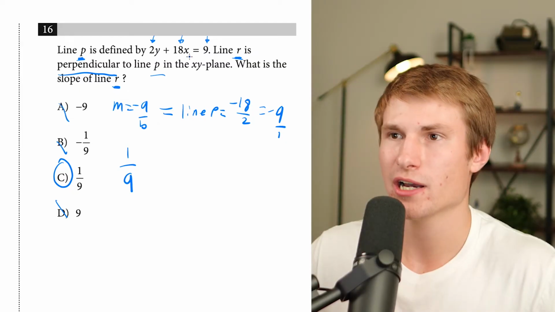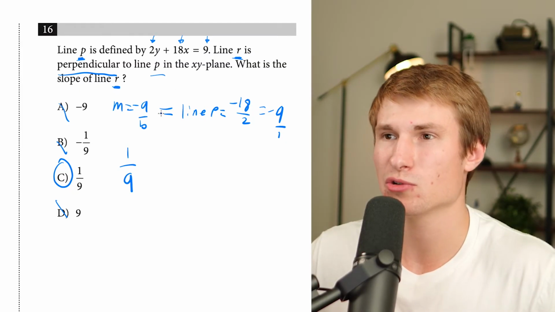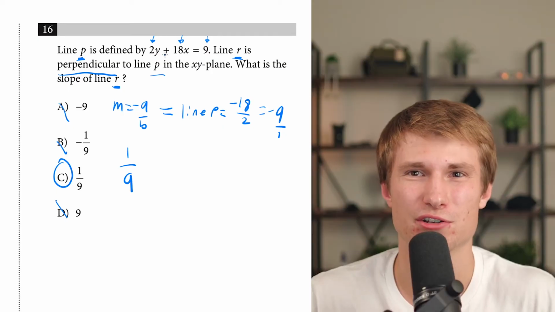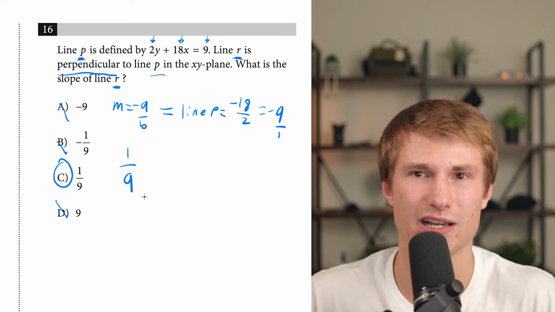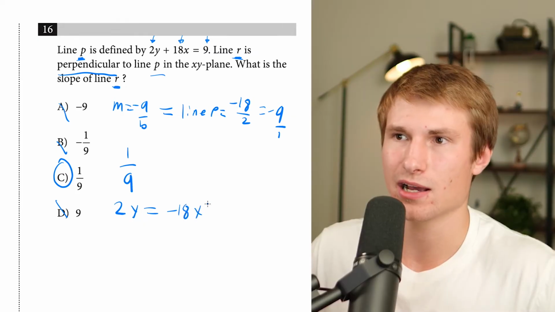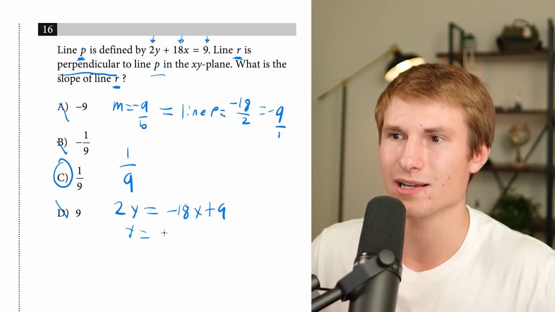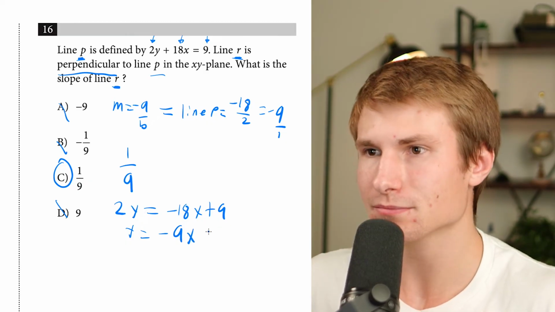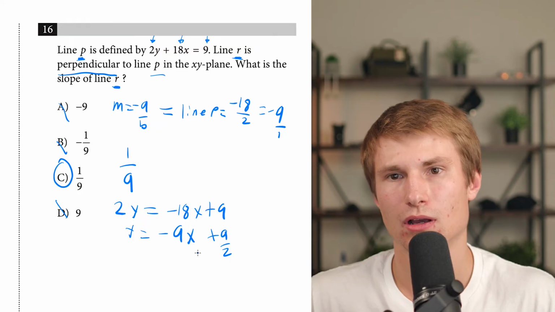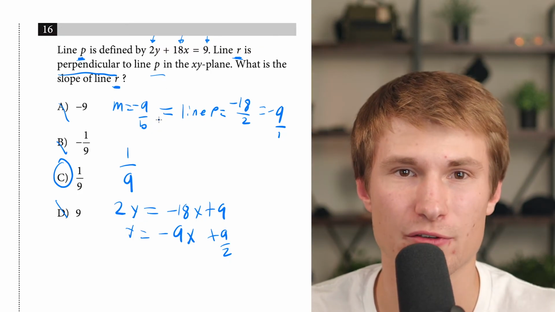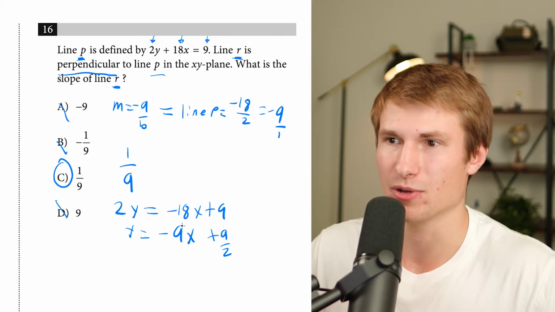If you wanted to check this, you could check it by putting it in Desmos. You could also check it by converting it into slope-intercept form. I'll quickly show you how you can do that. If you have 2y plus 18x equals 9, you subtract 18x from both sides, so 2y equals minus 18x plus 9. Divide both sides by 2, and you get y equals negative 9x plus 9 over 2. As you can see, we got the right slope there. That's another way to get to the slope, but using the standard linear form is a little bit shorter. If you're not comfortable using that, you can also just convert it into slope-intercept form, and then obviously you still need to take the negative reciprocal.